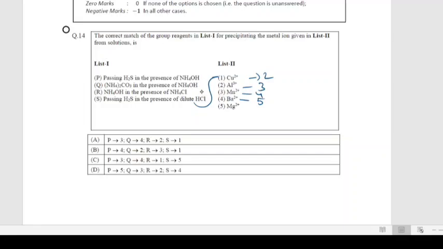And if we consider the Al plus 3, NH4OH and NH4Cl. If we consider (NH4)2CO3 and NH4OH, which is a fifth group reagent, Ba plus 2. And if we consider that Mn plus 2, which is a fourth group, by passing the H2S in NH4OH only, we will get. So, correct option is the first one.